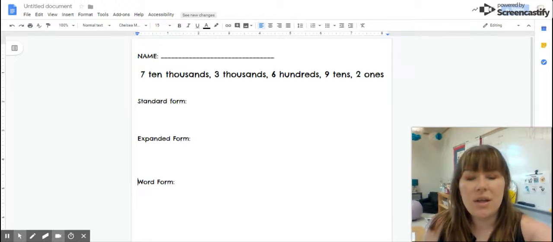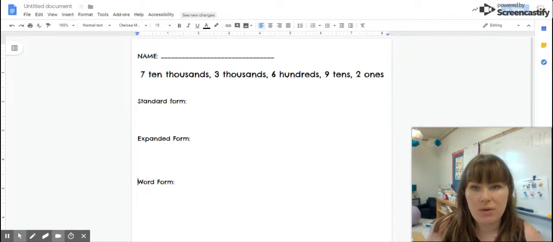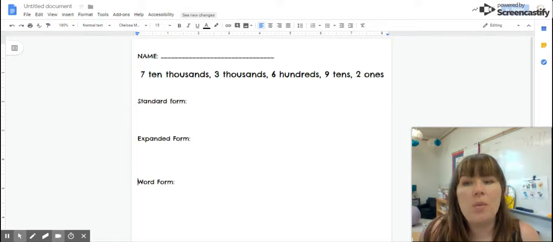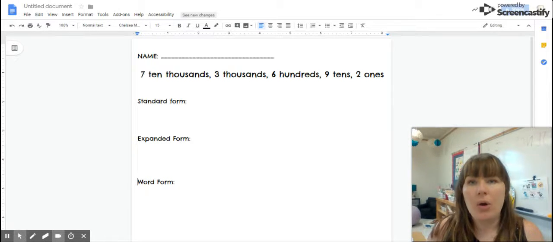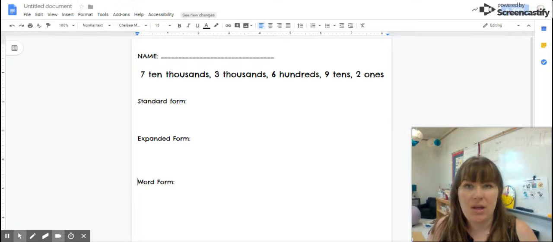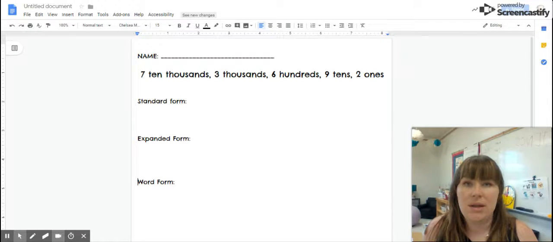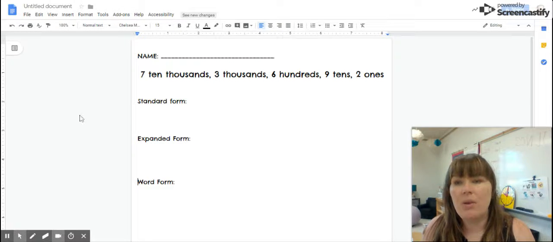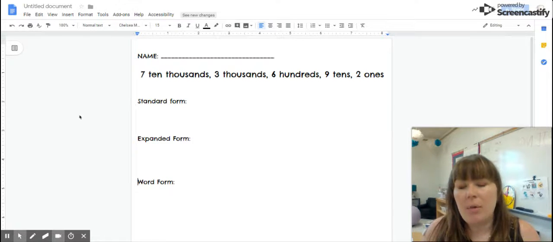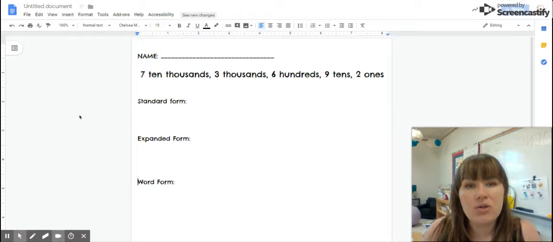Your exit ticket today focused on using the standard form, the expanded form, and the word form of a number. What I'd like for you to do is to grab an extra copy of that exit ticket and to follow along with me. Go ahead and pause the video now while you go grab that exit ticket. What you'll see on the screen is that I also have the exit ticket, and you should be able to view it. It lists 7 10,000s, 3 1,000s, 6 100s, 9 10s, and 2 1s.